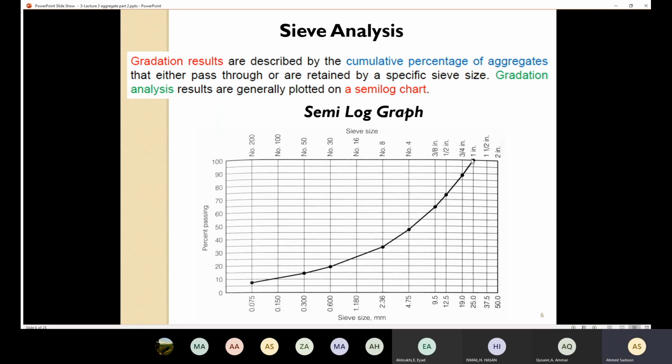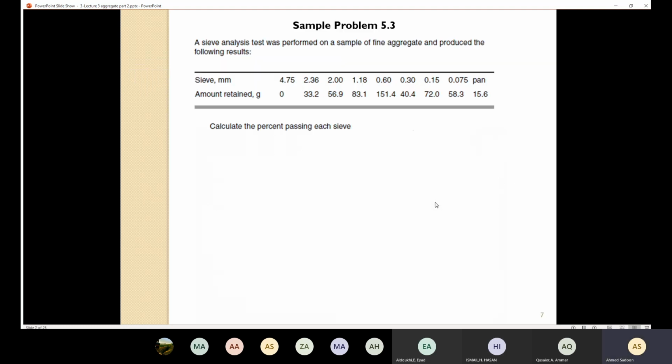So depending on how the curve is plotted, we are going to say whether this aggregate has good distribution or not. Okay, so let's see an example here.